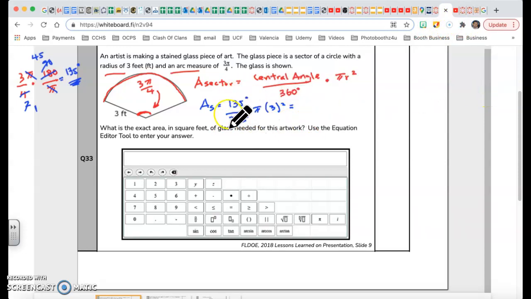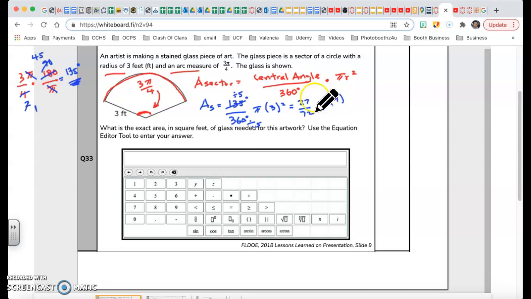Can we reduce it by 5? So 135 divided by 5 is 27. And if I reduce that 360 by 5, it's going to be 72. I divided by 5 and I got 27. I divided by 5 and I got 72. So I reduce these two fractions, times pi times 3 squared, which is 9.